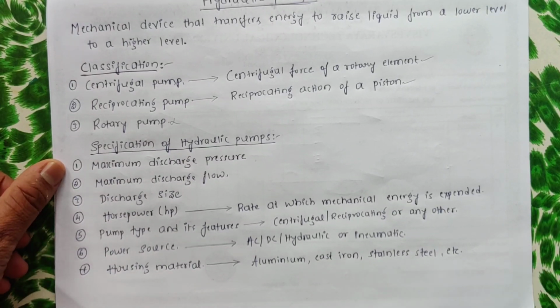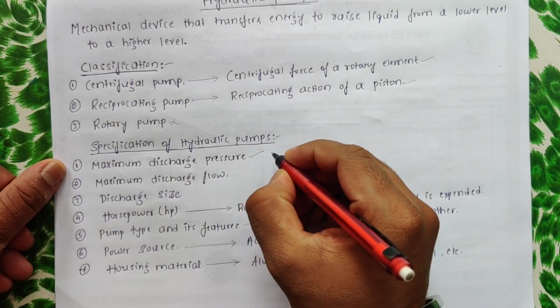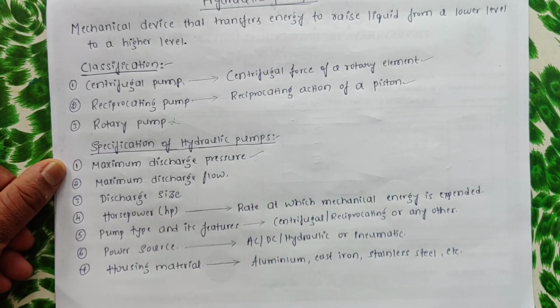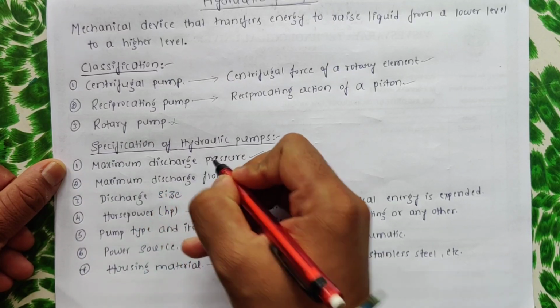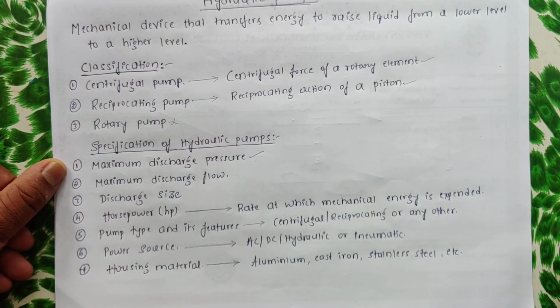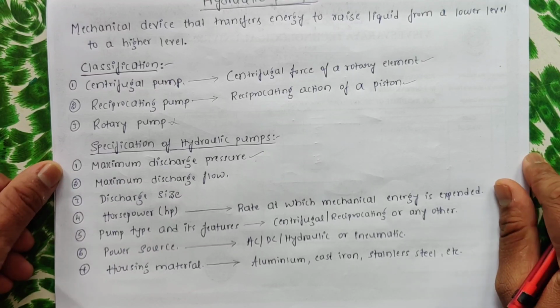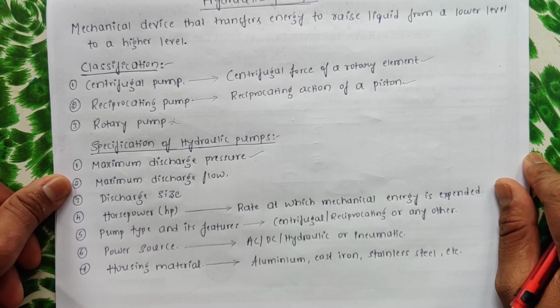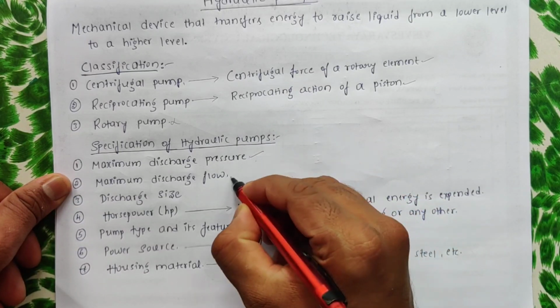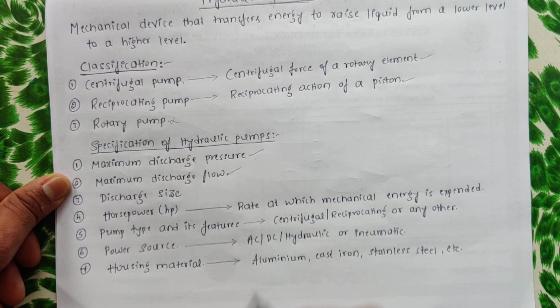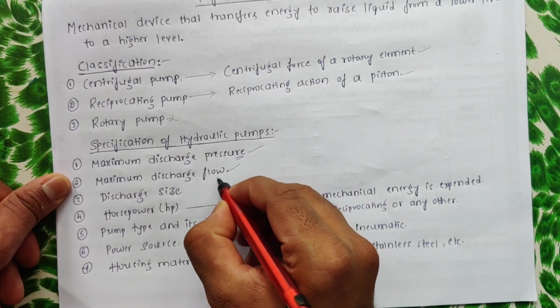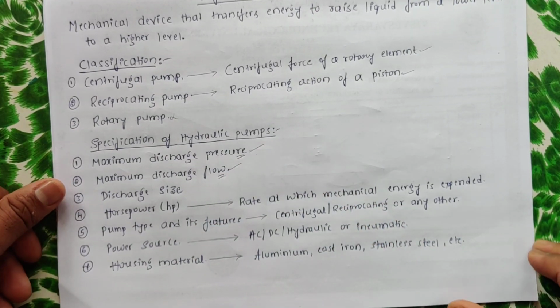The first one is maximum discharge pressure. There will be many pressure criteria, and based on our requirement we decide which pump to buy. This discharge pressure is with respect to the discharge pipe, which you will understand when I explain the exact pump. The next is maximum discharge flow. Discharge pressure and discharge flow are different: one is with respect to pressure and the other with respect to flow. This is the second criterion.